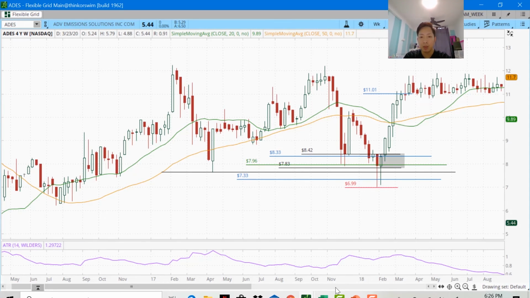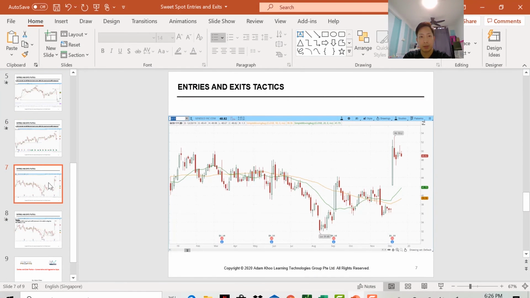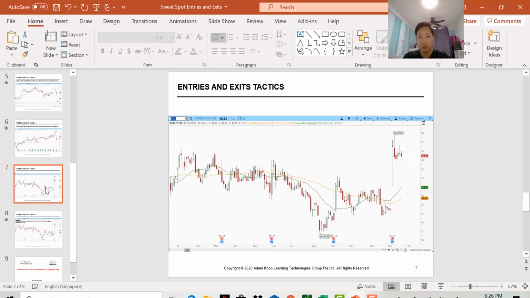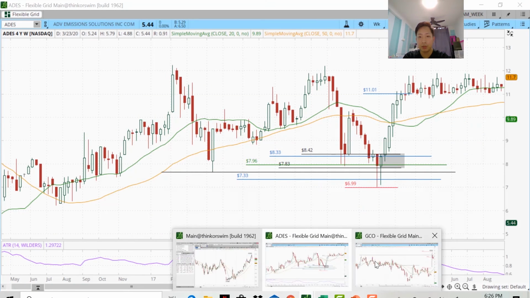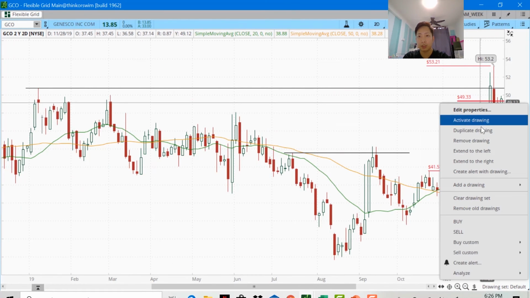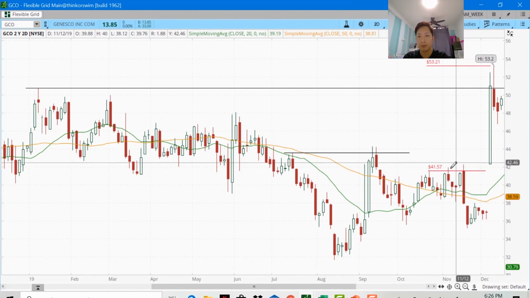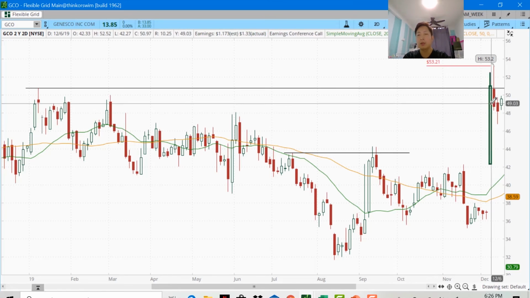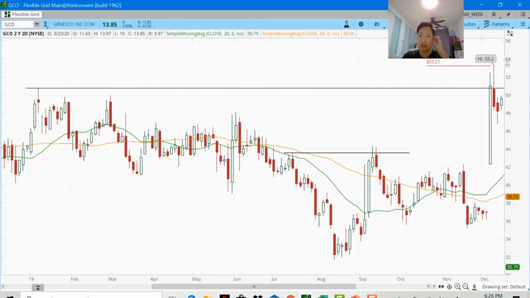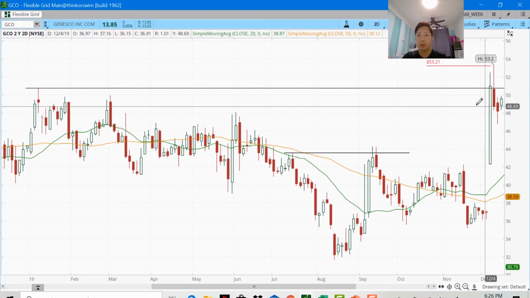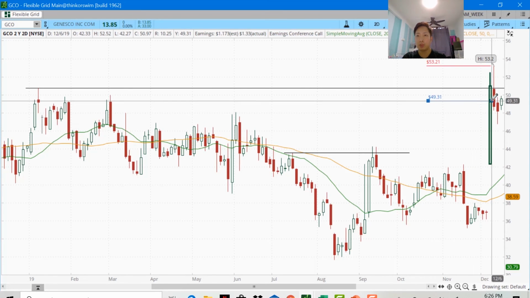So the next example that we're going to go through is GCO. Let's go through GCO. GCO is actually on the daily chart. Let me remove some of these drawings first. Let's say the stop loss is at the high of $53.21, the immediate swing high. And let's say you enter at the sweet spot zone here.